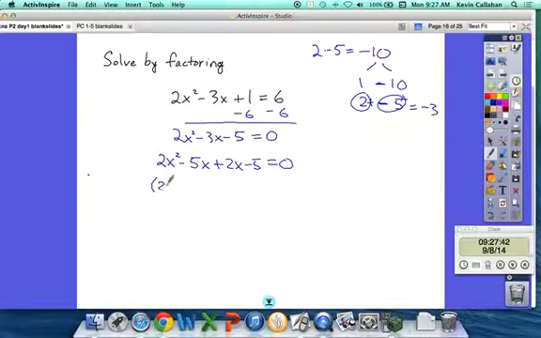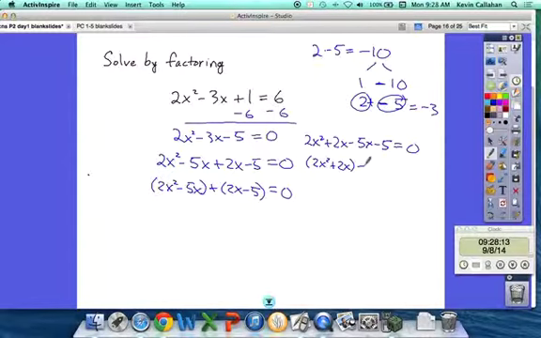Okay, then you're going to group the first two and the last two. Now, if I would have split that up, or if I would have written 2x minus 5x, it would have looked like this: 2x squared plus 2x minus 5x minus 5 equals 0. And then when I grouped, 2x squared plus 2x minus, and that minus is in between the parentheses, 5x plus 5.